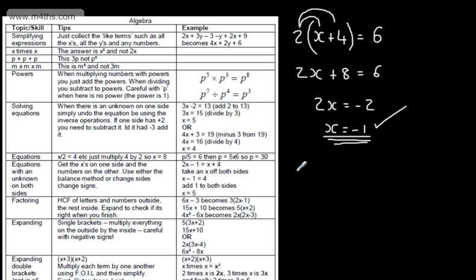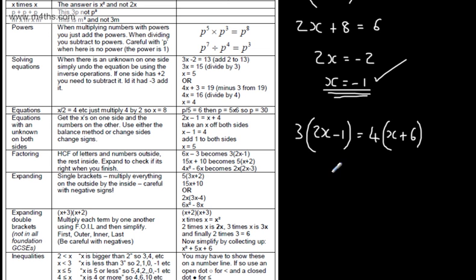Let's look at a slightly more challenging one. 3, and then we're going to have 2x minus 1 is equal to 4, and then we're going to have on here x plus 6. So let's see what we get from this one. So if we expand the brackets, 3 lots of 2x is 6x. 3 lots of minus 1 is minus 3. Often students put here now minus 1 or plus 3. Just be careful, just expand it out. That's going to be equal to 4x plus 24.